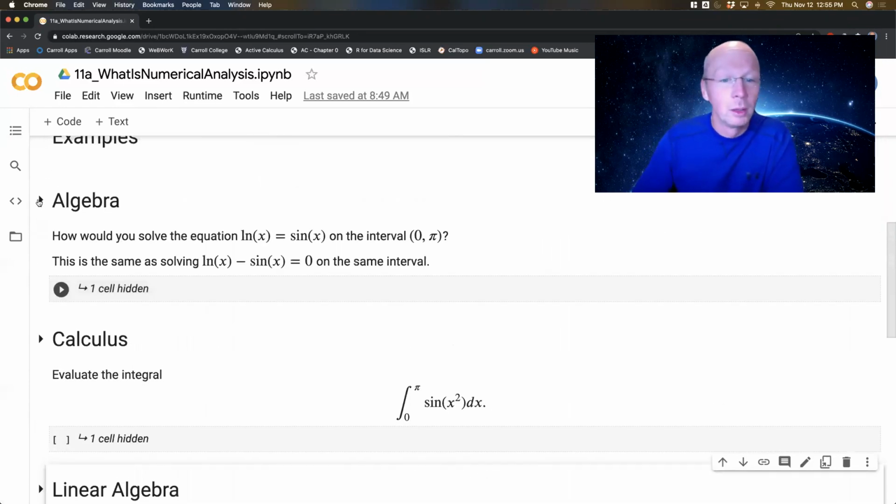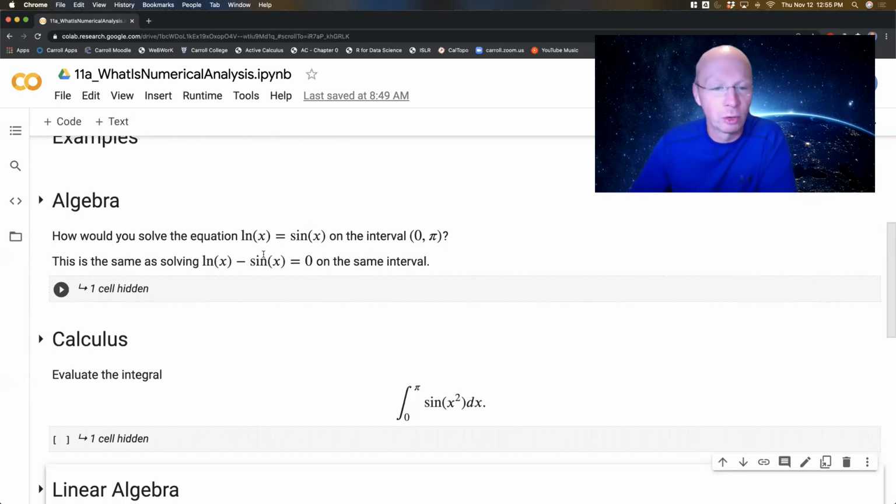So in algebra, let's say we wanted to solve this equation, natural log x equals sine of x. Now stop and think about it for a second. Is there anything you would be able to do by hand to solve this equation, log x equals sine x? You're probably coming up short. Like, we can exponentiate both sides. No, that doesn't get us anywhere. You could take the arc sine of both sides. That doesn't really get you anywhere.